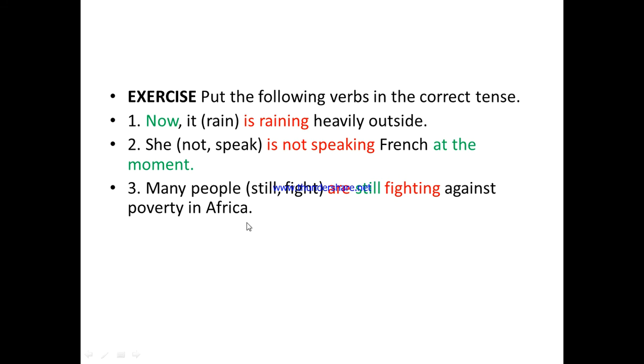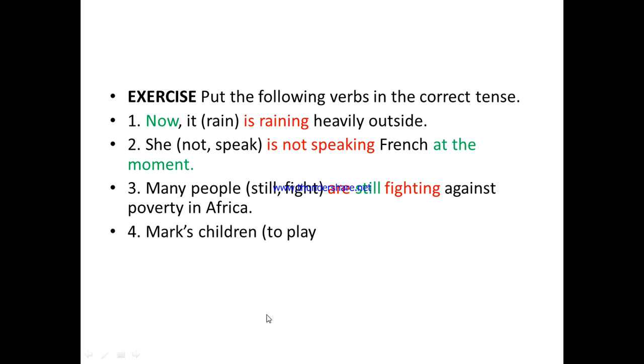So many people — here we have the plural, many people, so we use "are" plus the expression "still", which we write here between the verb to be and the main verb. So many people are still fighting, they are still fighting. Okay, there is continuity. Are still fighting against poverty in Africa. Here, when we have continuity in time, the present continuous, we also use the present continuous with the expression "still". So many people are still fighting against, there is continuity, against poverty in Africa.